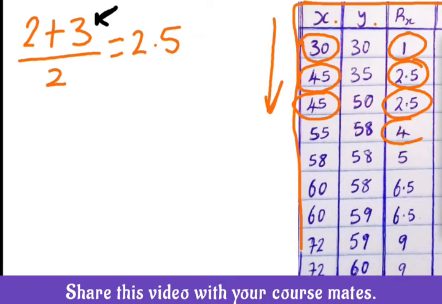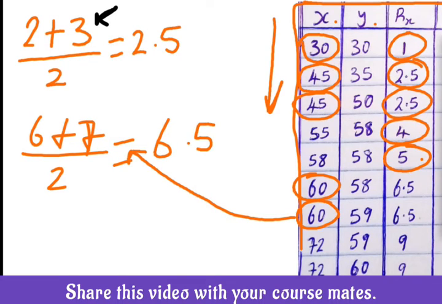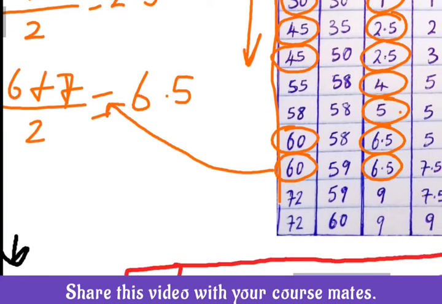So 55 will take 4. Then the next one, 58, takes 5. Then the next one is 60. 60 is occurring two times, so we'll do the same thing. 60 ought to be 6, because we stopped at 5, so the next is supposed to be 6. So we say 6 plus 7. The first 60 takes rank 6, and the second 60 takes rank 7. Divided by the number of values, which is 2, that gives us 6.5. So we have 6.5 here and 6.5 here. That's how we'll do it for every other value under the X column.